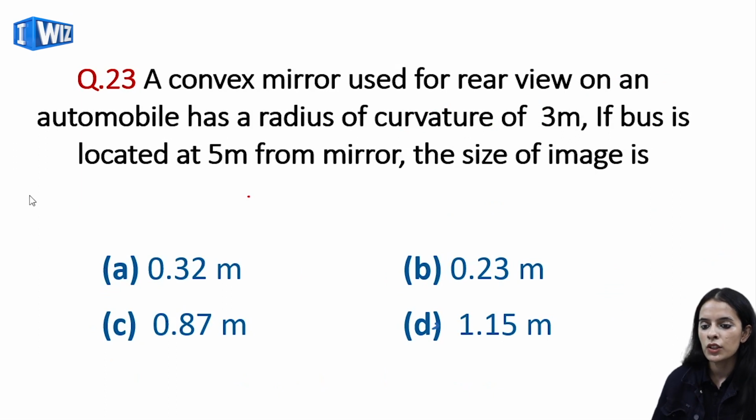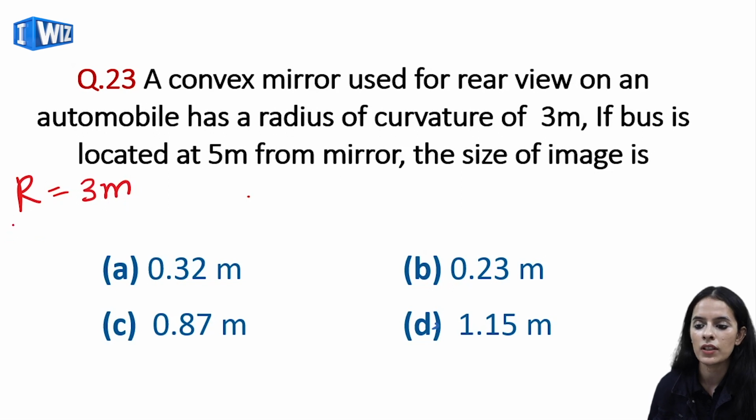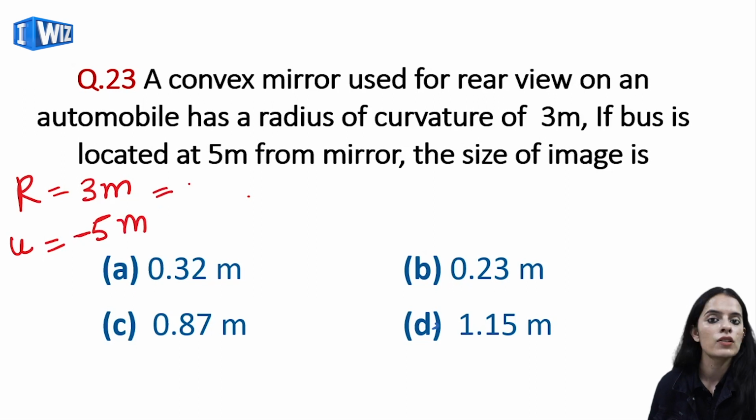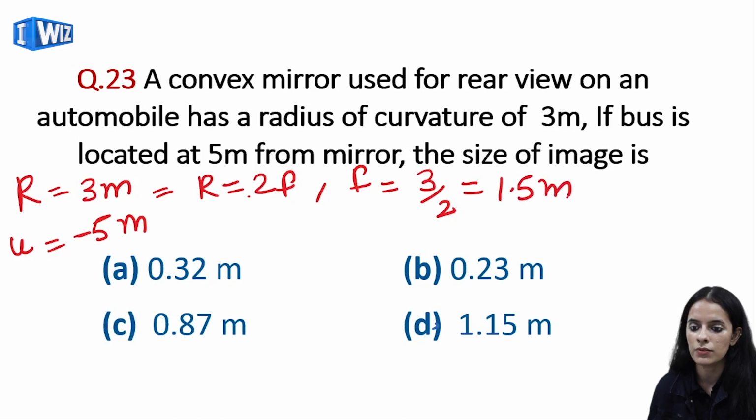A convex mirror used for rear view on an automobile has a radius of curvature 3 meter. So if a bus is located at 5 meter from the mirror, means the object distance is 5 meter, and in case of mirror we will take negative. And radius of curvature is 3 meters, so we can easily find the focal length from here. Focal length will be half of the radius of curvature. 3 by 2 is how much? 1.5 meter.